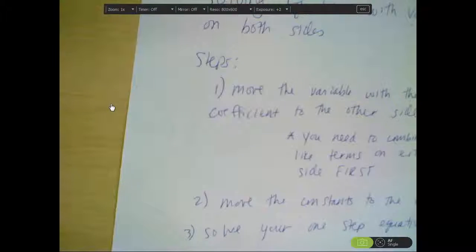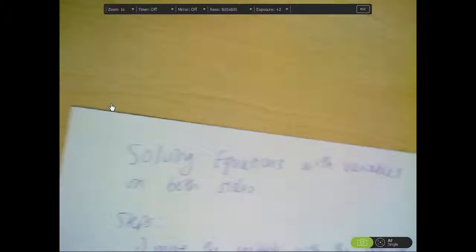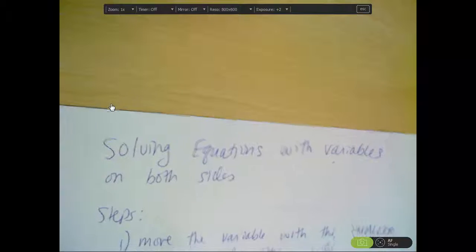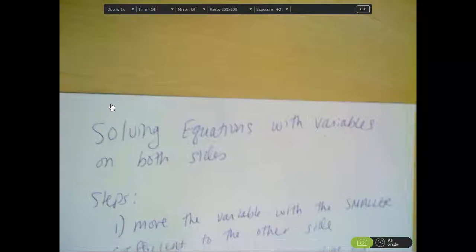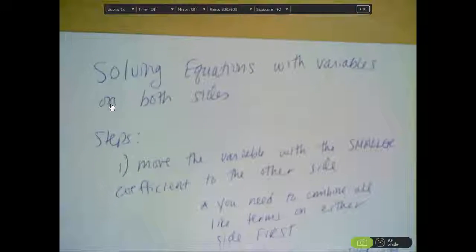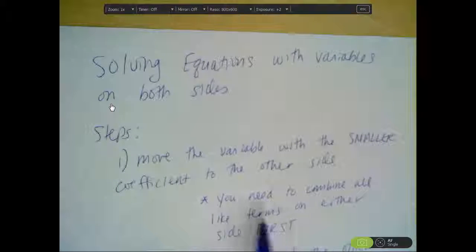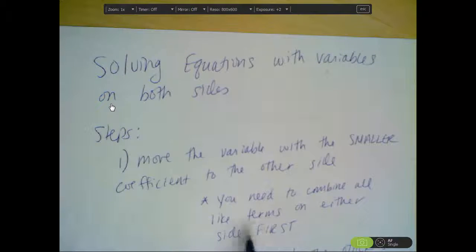This video is on solving equations with variables on both sides. Up till now we've only had a variable on one side of the equation, but now we have them on both sides. The first thing you need to do is start where I put that star. Combine all like terms on either side of the equal sign first.